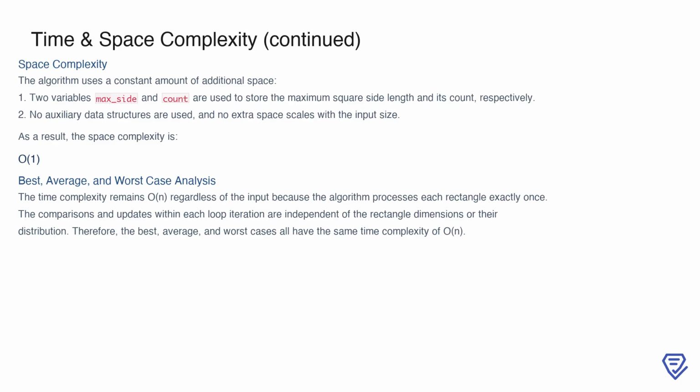This guarantees a space complexity of O(1). Furthermore, because the algorithm processes each rectangle individually and independently of the input's distribution, the time complexity remains O(n) in the best, average, and worst cases. This consistency highlights the robustness of the solution.